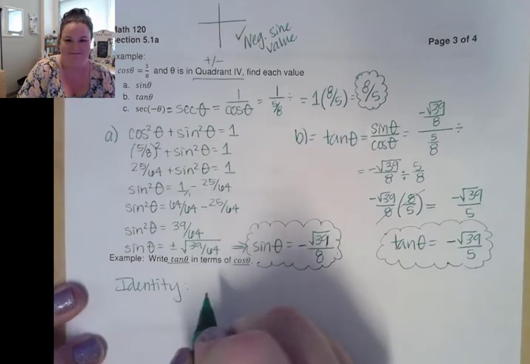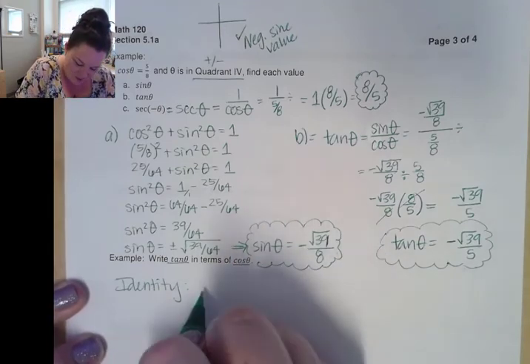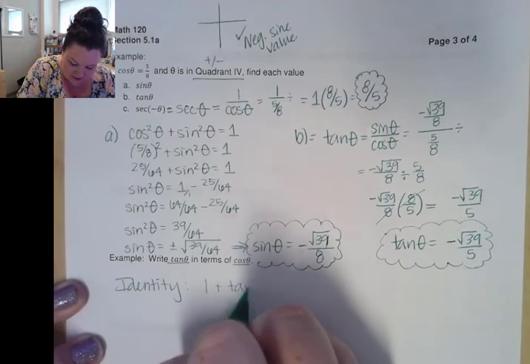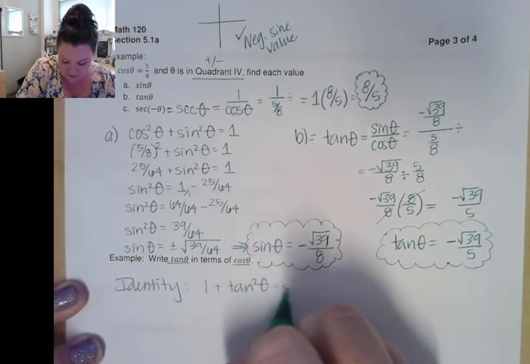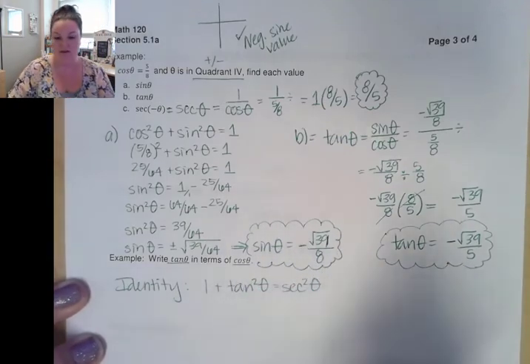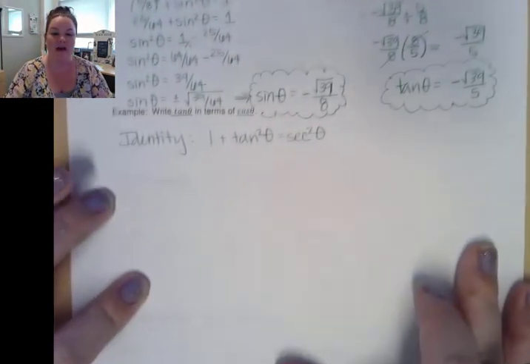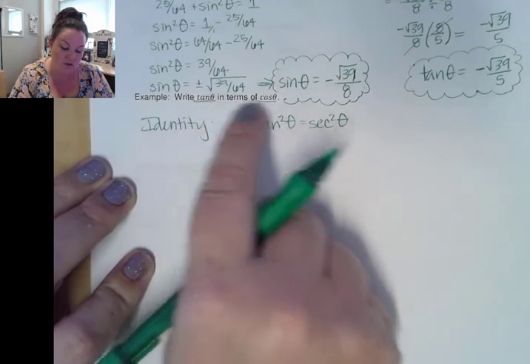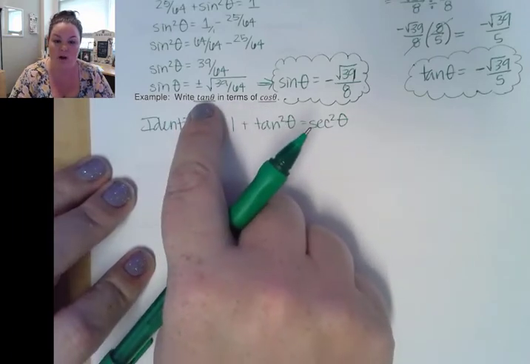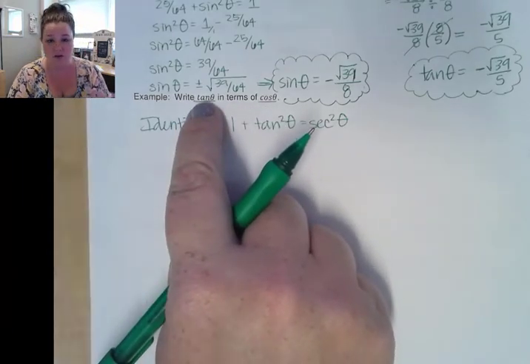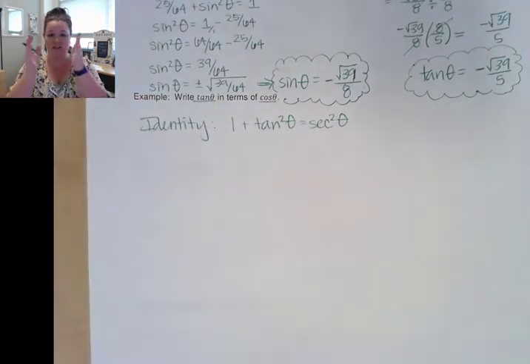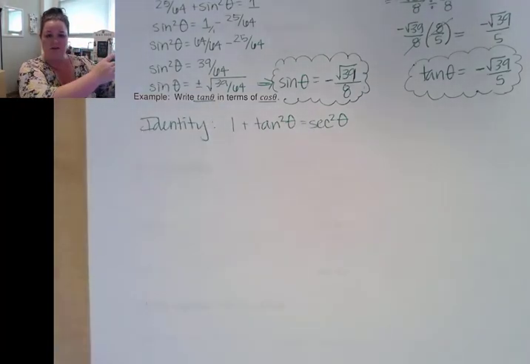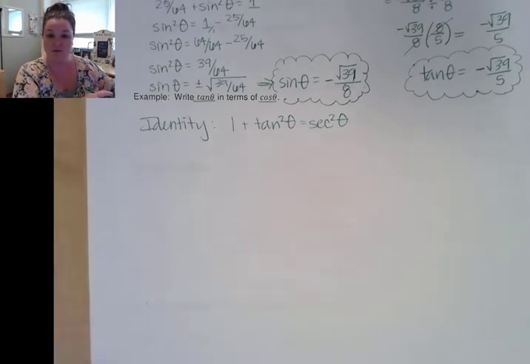So 1 plus tangent squared theta is equal to secant squared theta. This is the identity that I have, and I'm trying to write tangent in terms of cosine. When it says to write tangent theta, that means I want to solve for tangent theta. I want to say tangent theta equals whatever it equals, and I'm hoping that it's written in terms of cosines.